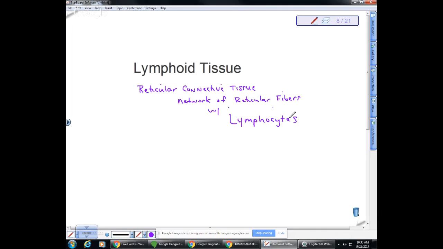So the lymphocytes are a type of leukocyte. When we talked about blood, we talked about the neutrophils and the basophils and the eosinophils, for example. The lymphocytes are derived from stem cells in the red bone marrow.